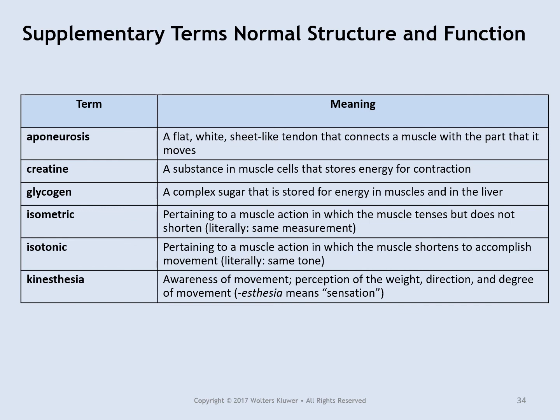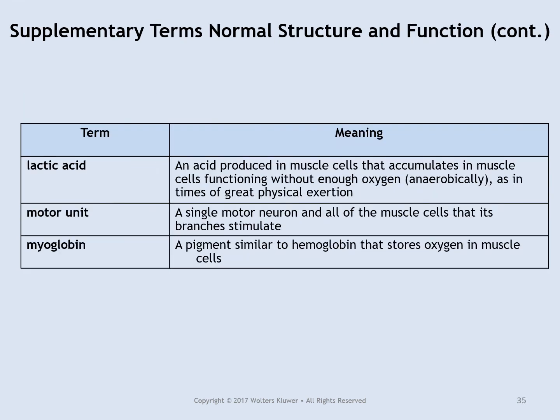Here are some more words I'm going to say. Glycogen is the main sugar fuel source for muscular contractions. Kinesthesia is the ability to be aware of where you are in space, like dancers and gymnasts have great kinesthetic awareness. And lactic acid can build up if muscles are asked to contract more than they're able to get rid of. It's a byproduct of muscular contraction.